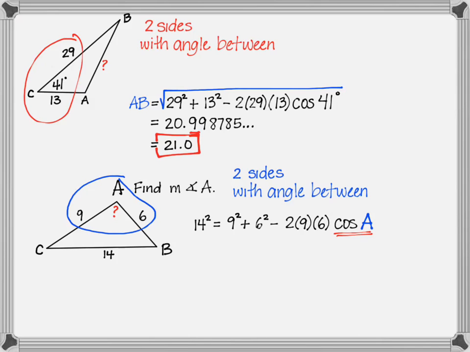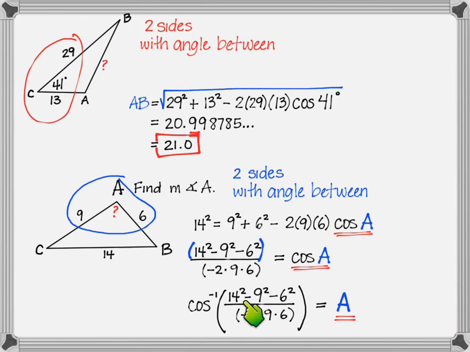We're trying to solve for cosine of A, so we need to get rid of all of these things here, the 9 squared, the 6 squared, this coefficient, and so we're going to subtract the 9 squared, subtract the 6 squared, and divide by this coefficient, and that equals cosine of A. We don't want to know what the cosine of the angle is. We want to know what the angle itself is. So if cosine of the angle is equal to this ratio, then the inverse cosine of the ratio will give us the angle. That's what we're looking for.